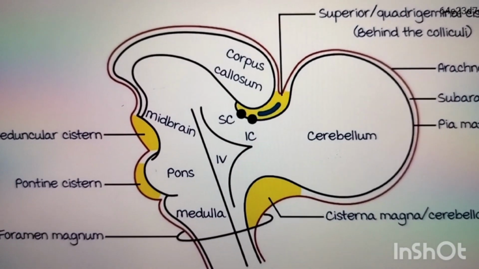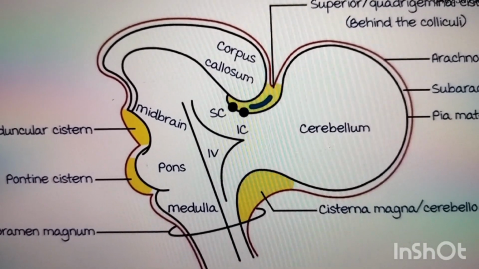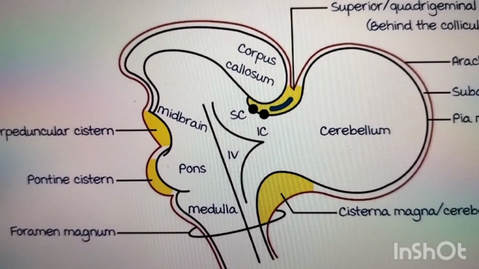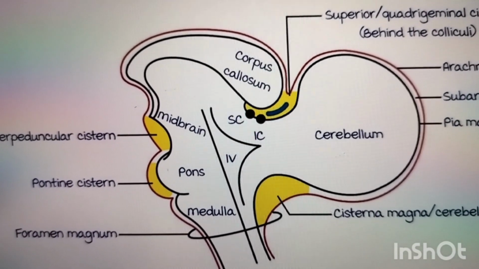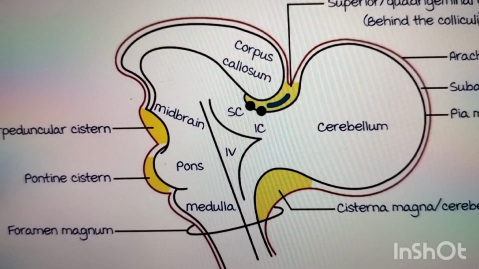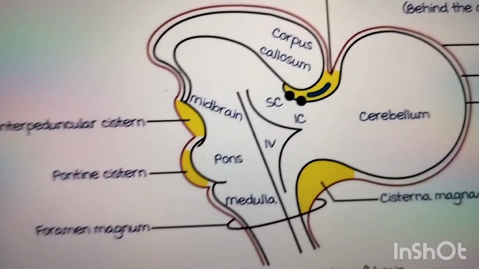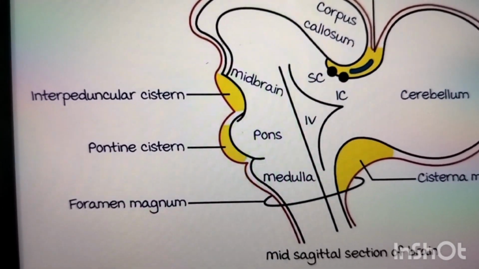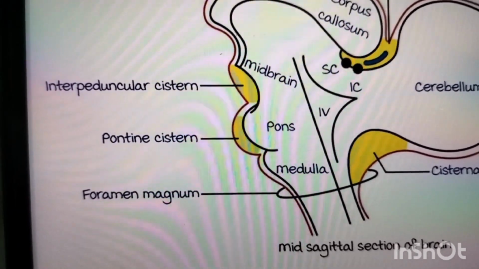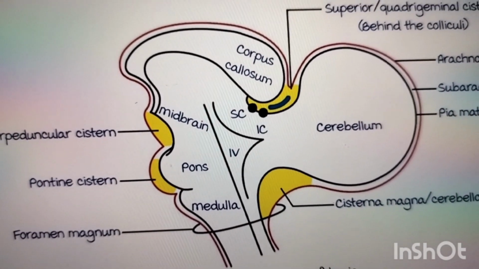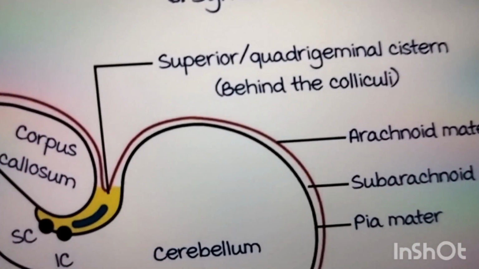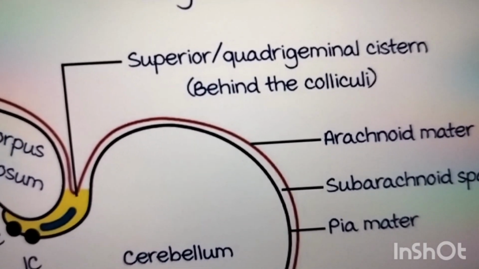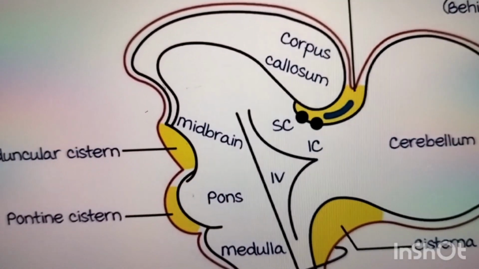Some spaces are larger than normal. CSF is already there in every part of the subarachnoid space, but this yellow part, all the yellow parts, are the cisterns which are larger than normal. So look at this. The cistern in front of the midbrain is the interpeduncular cistern. Just behind the midbrain is the superior or quadrigeminal cistern. Why is it called quadrigeminal? Because we have corpora quadrigemina on the midbrain.